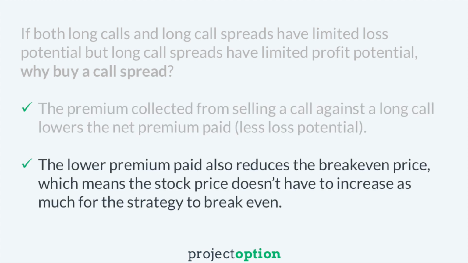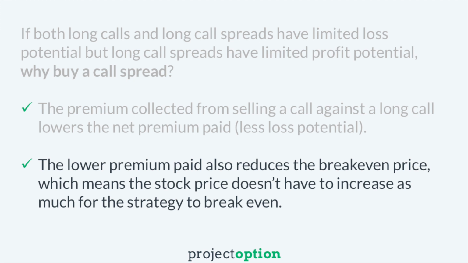And the second reason, which kind of adds on to that first point there, is that the lower premium paid also reduces the break-even price of your position, which means the stock price does not have to increase as much for the strategy to break even. So when you buy a call option, compared to buying a call spread, the call option by itself is going to have a higher break-even price than that call spread, which means you need the stock price to increase by a more significant amount for your strategy to break even at expiration.